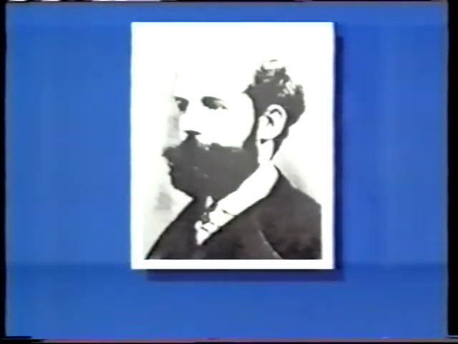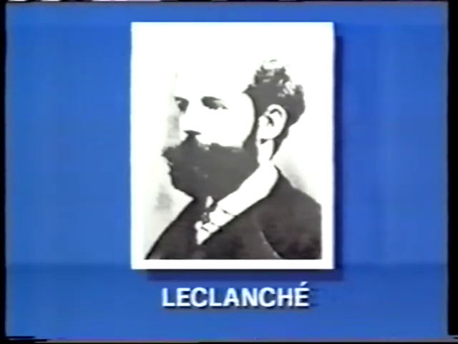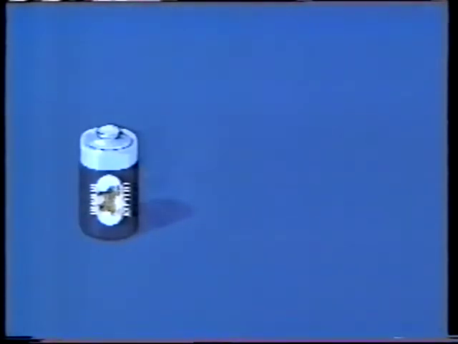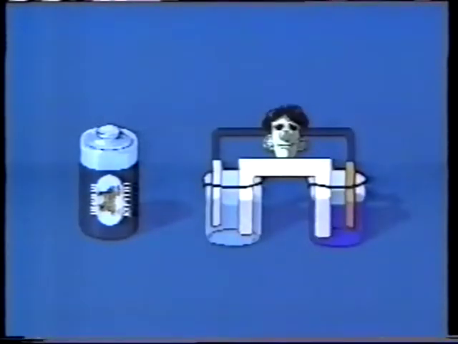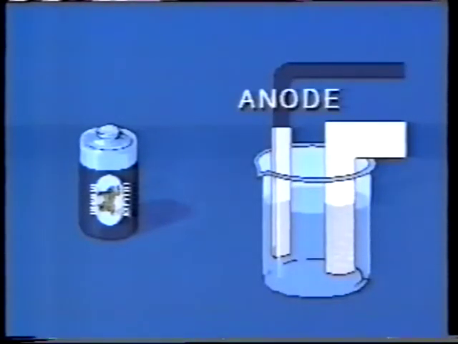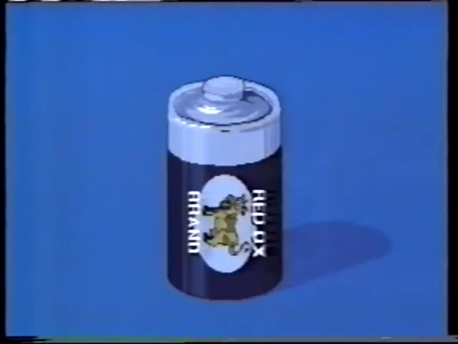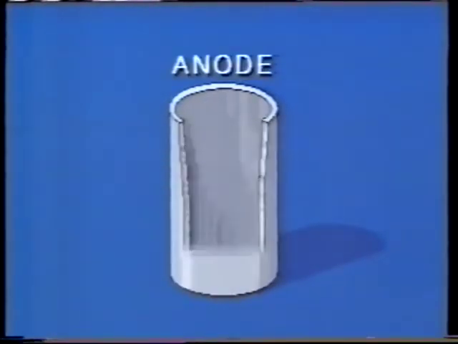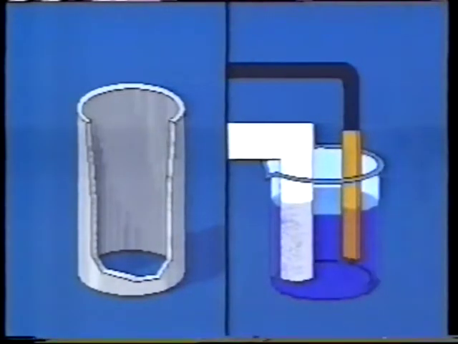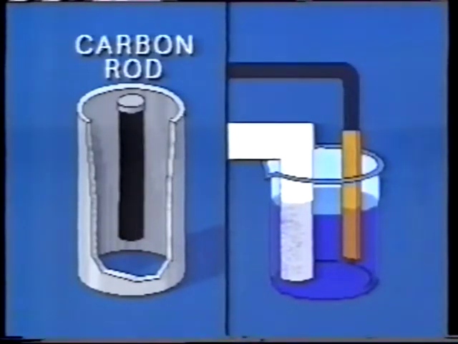A French scientist, Georges Leclanché, is credited with inventing the cell which is still widely used today. The Leclanché cell has the same important parts as our laboratory model. The anode of the laboratory model is made of zinc and is actually the container in which the chemicals are placed. The wire connected to the cathode is replaced by a carbon rod.